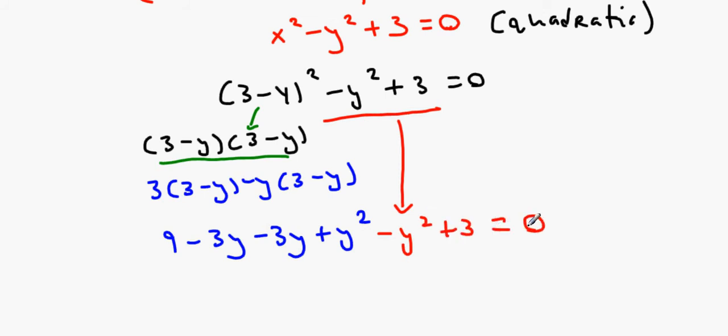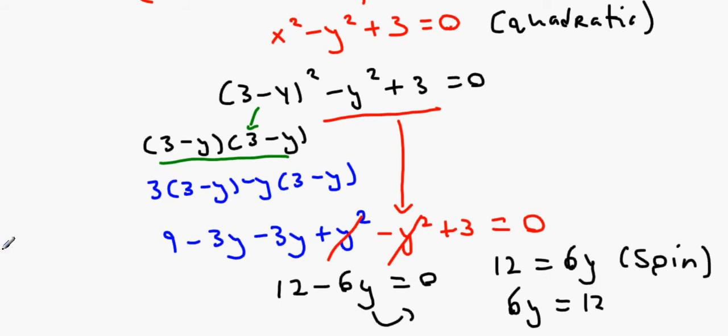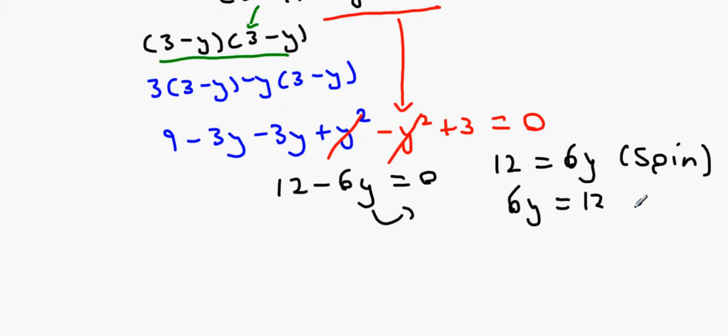Now we need to solve this equation. The y squareds are actually going to cancel each other, and what we're going to end up with is 9 plus 3 is 12. 12 minus 6y equals 0. Bring the 6y over to the other side and we get 12 equals 6y. What we can do here is spin this. What I mean by spin is change the equal sign and switch sides. Spin or switch, and then we're going to get y equals 12 over 6, y equals 2.